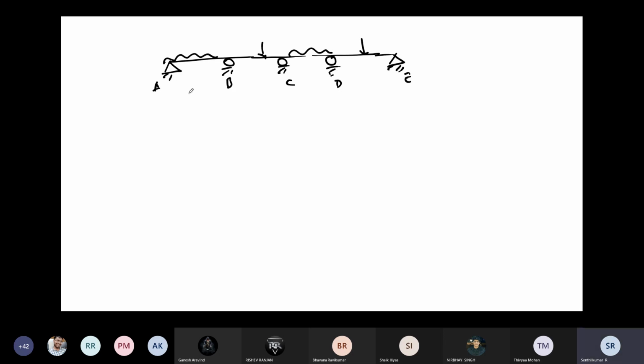What about moment at A and E? Zero, sir. Moment at A and E is 0. But what about B, C, D? Is also pin. What about B, C, D? Will moment be 0 or will some moment be there? At support B, C, D, will moment be there or not? How will it be there?